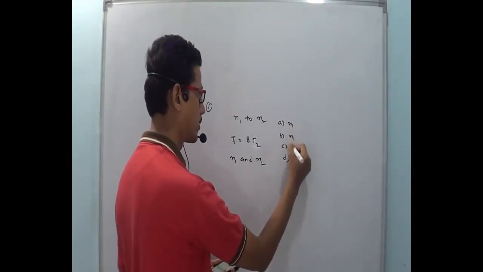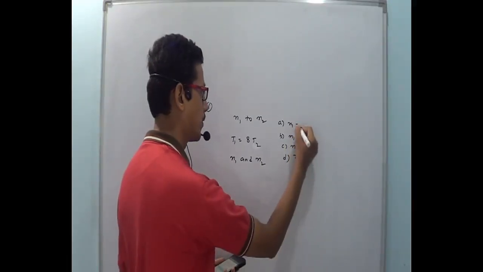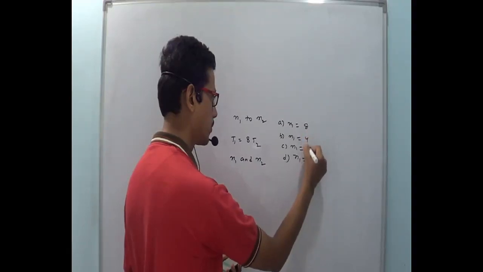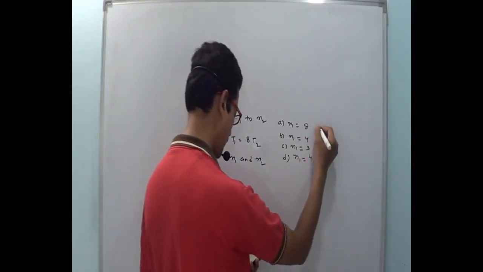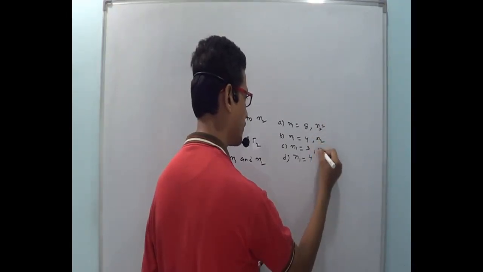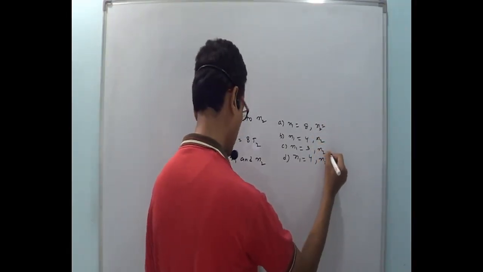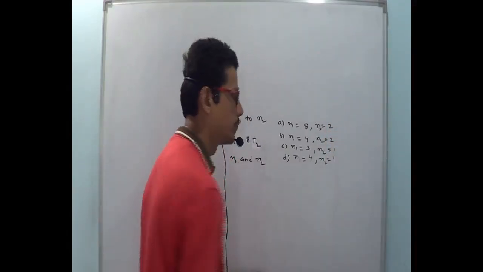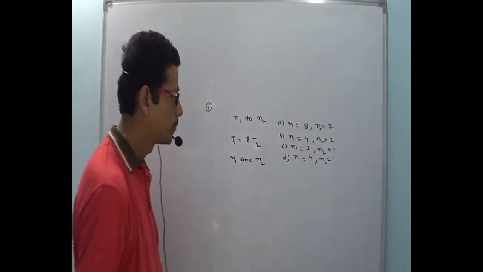N1 is given as 8434. And N2 is given as 2211. Okay.